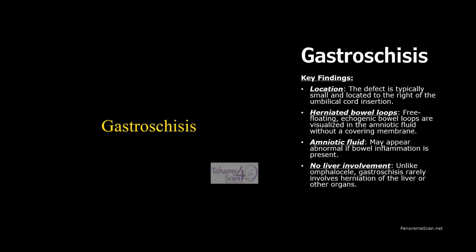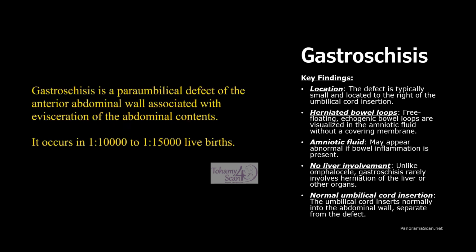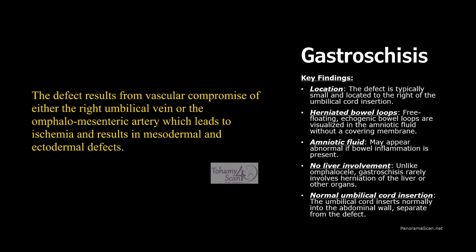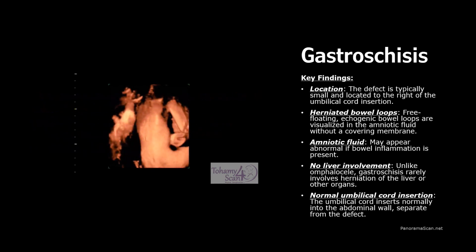Unlike omphalocele, gastroschisis rarely involves liver herniation or other organs. The umbilical cord inserts normally into the abdominal wall, separate from the defect, further aiding in distinguishing it from the similar condition. Let's watch this video together.